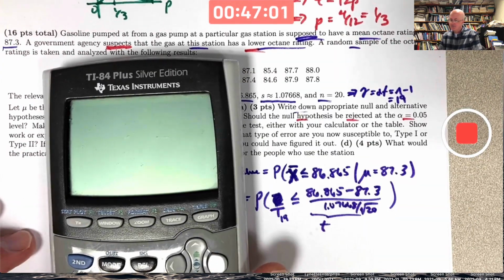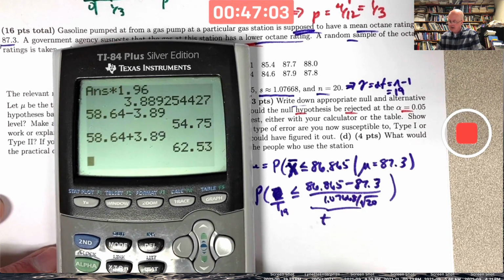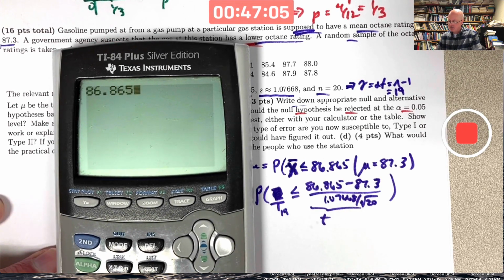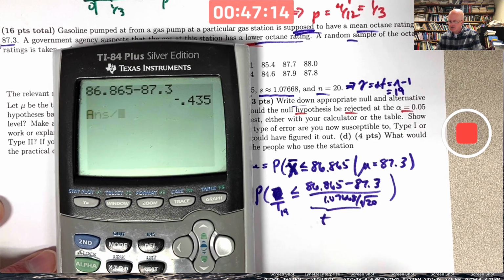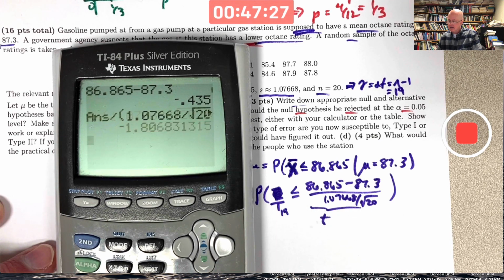Okay, 86.865 minus 87.3. The numerator is negative 0.435. The denominator is going to be a pretty small number. Let's just do this. Divide by, in parentheses, 1.07668 divided by square root of 20. End my parentheses here, like that. Yeah, the t statistic here is about negative 1.807.